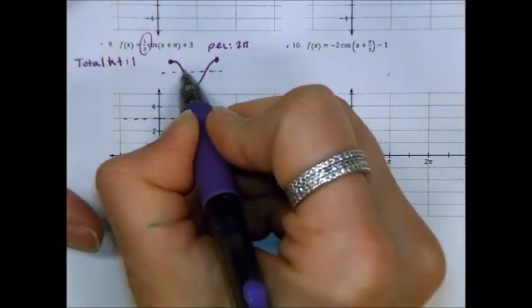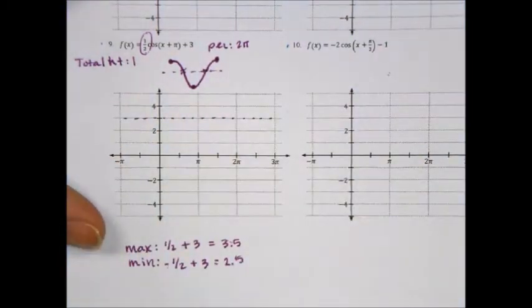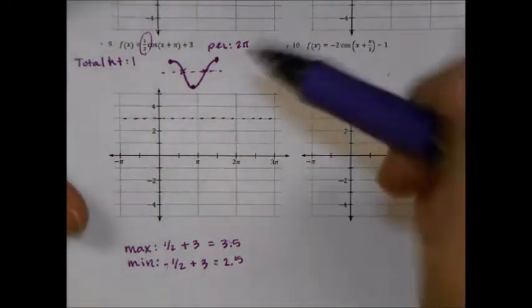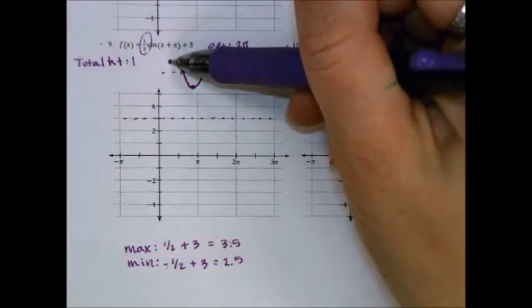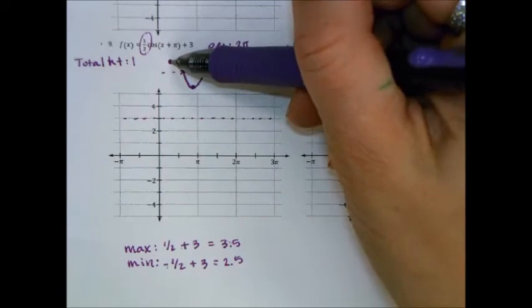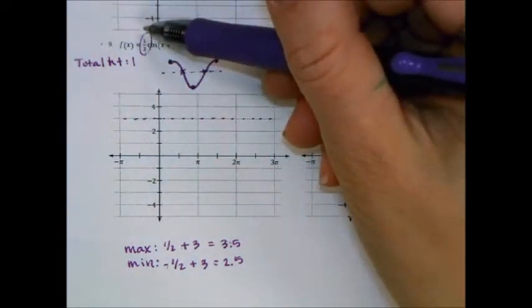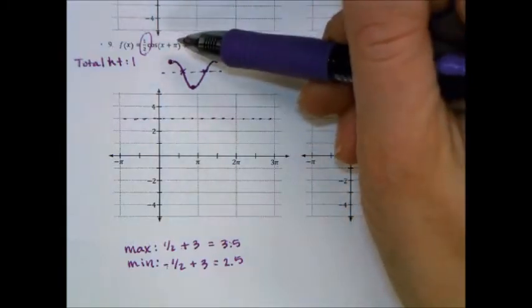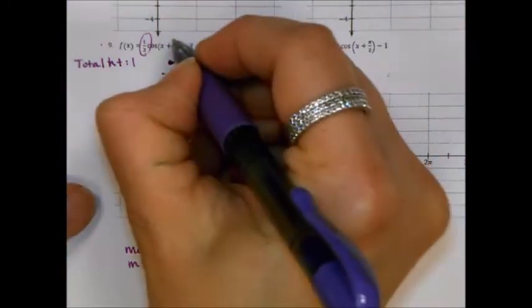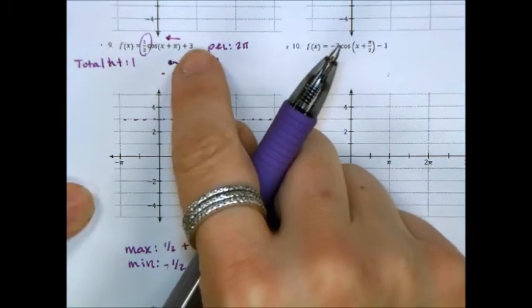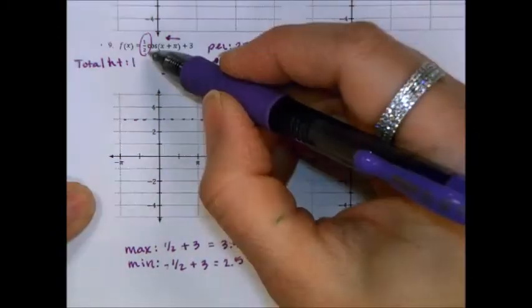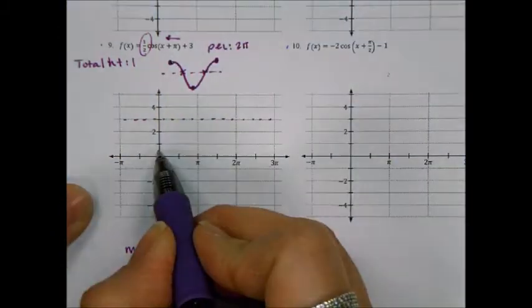So let's start with cosine's first point. It doesn't start on the origin like sine, it likes to start on its a value, 1/2, but we're going to apply our translation. So we want to go left pi units and up 3 units. So we start again at 1/2. We want to go left pi and up 1, 2, 3.